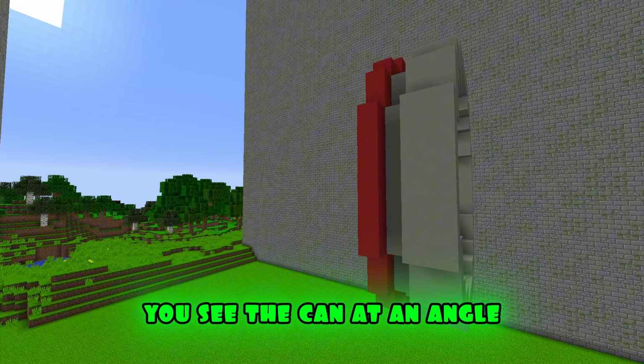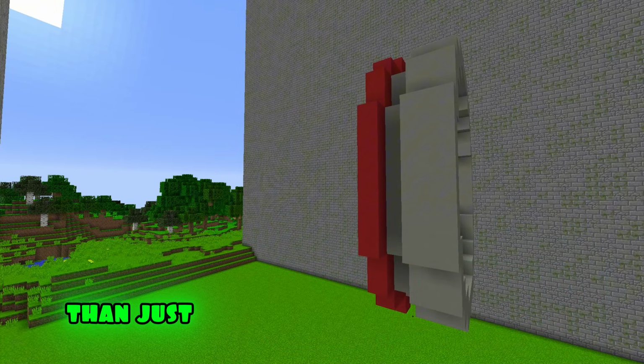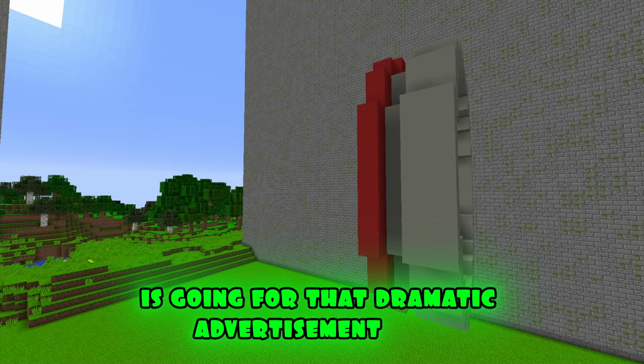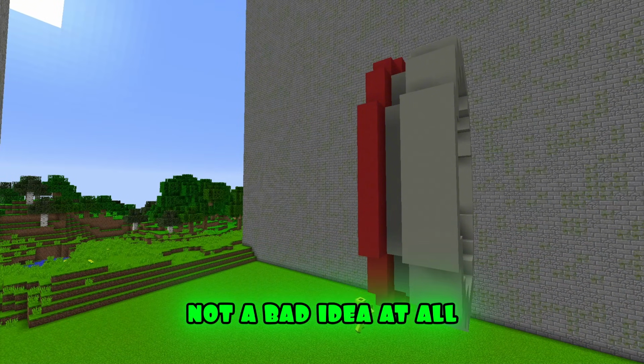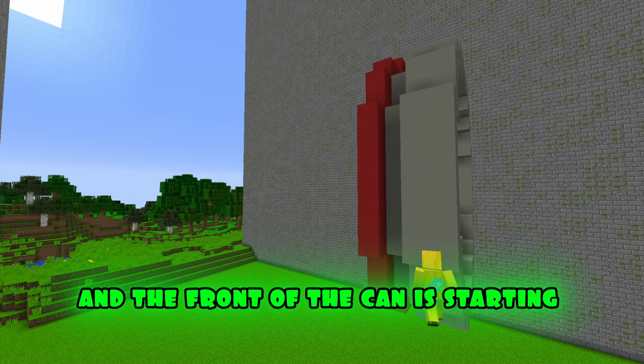You see the can at an angle with liquid splashing out of it. It makes the image more dynamic and exciting than just a can sitting still on a table. So by building it in the air and on its side, Banana Kid is going for that dramatic advertisement look. Not a bad idea at all. The light gray concrete is stacking up nicely, and the front of the can is starting to take shape.